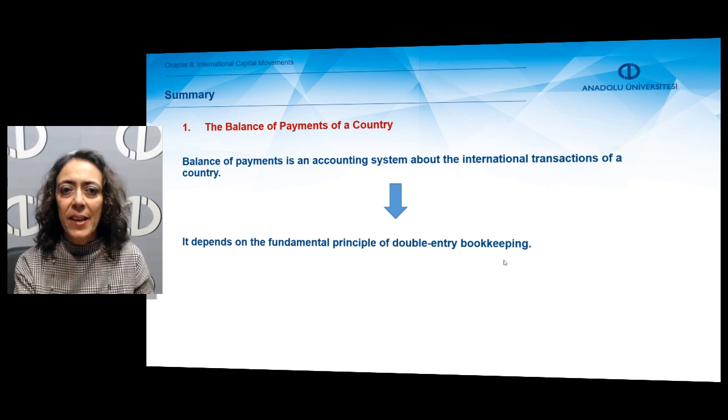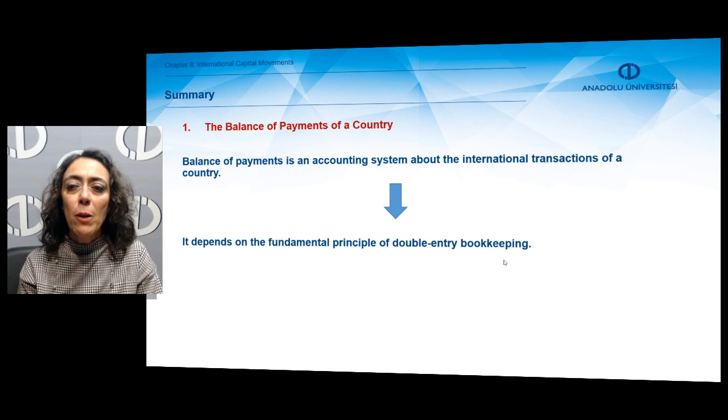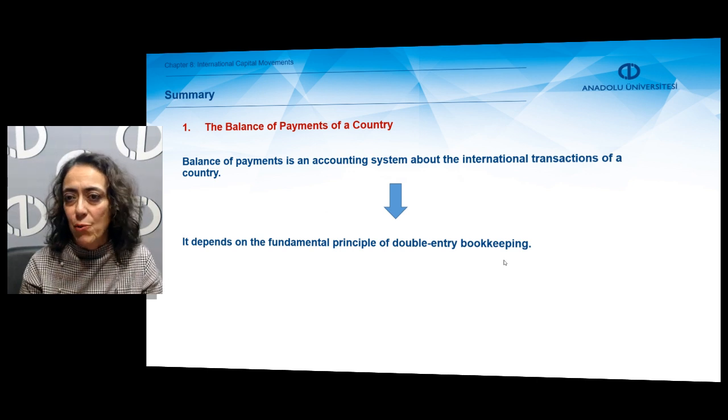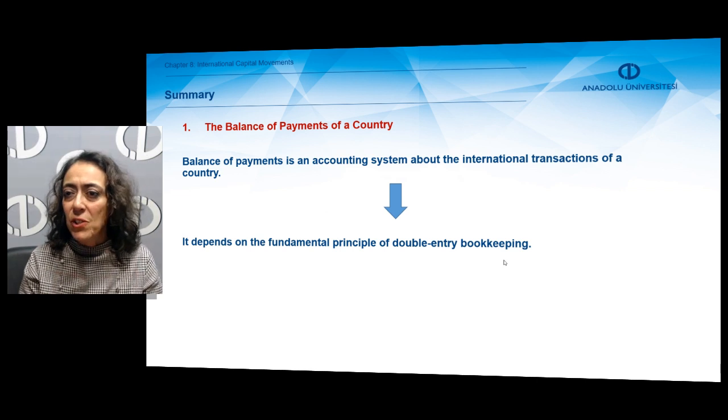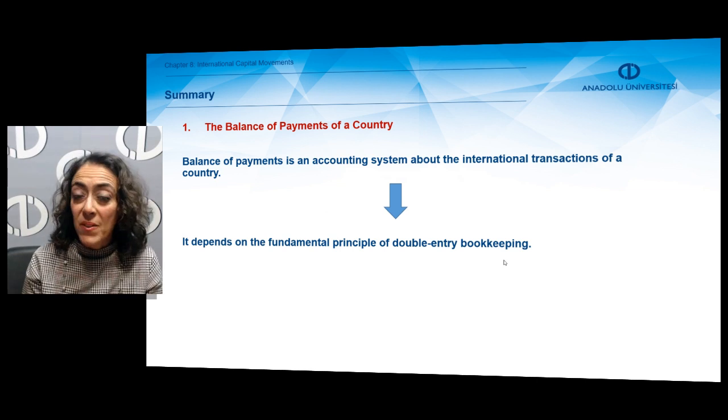So what is the balance of payments of a country? Balance of payments is an accounting system about the international transactions of a country. So any international transaction of a country has to be recorded under the balance of payments with the adequate accounting system. So what kind of international transactions can we give as examples?